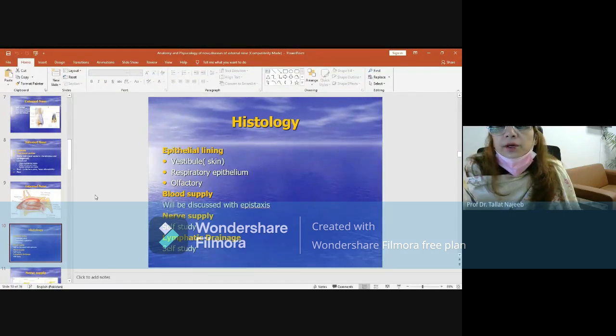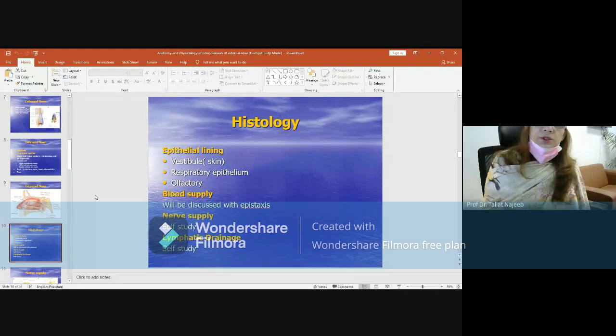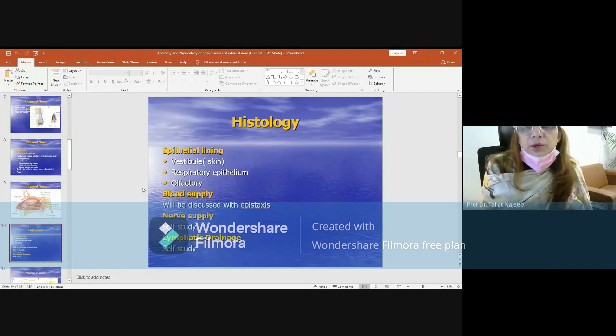Then the superior part of the nasal septum, the superior part of the lateral wall, and the roof are lined by olfactory epithelium. This epithelium contains nerve endings and it is important for smell, for olfaction. Sometimes there are degenerative changes in these olfactory nerve endings due to some viral infection. Most common nowadays is coronavirus.